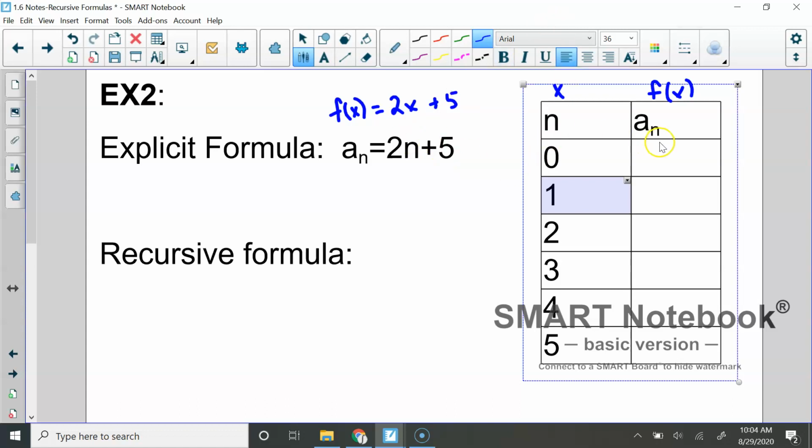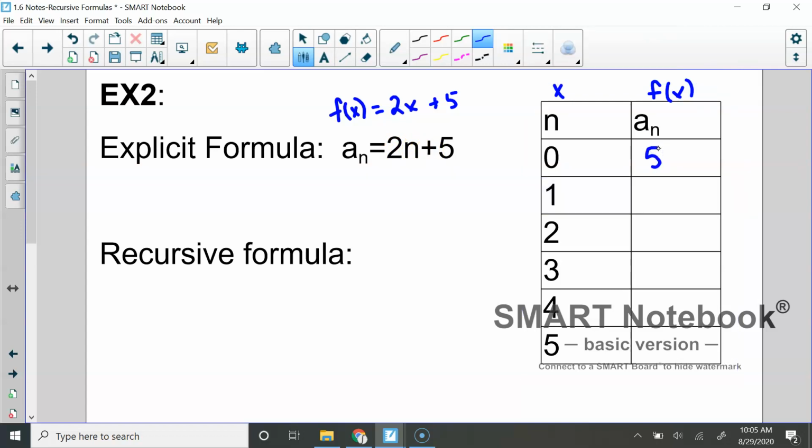If we want to know a sub 0, we would just plug in 0 for the n right here. So 2 times 0 plus 5 would give us 5. Then if we plugged in 1, 2 times 1 plus 5 would give us 7. 2 times 2 plus 5 would give us 9. 2 times 3 plus 5 would be 6 plus 5, which would be 11. 2 times 4 plus 5 would be 13. And 2 times 5 plus 5 would be 15. So you can see here the table that we would end up with for this. This is a linear function.